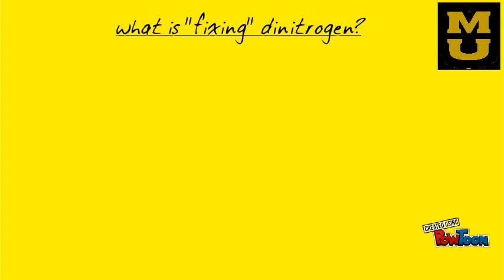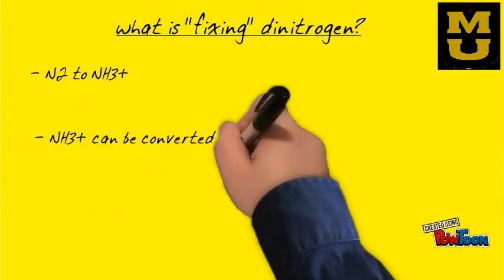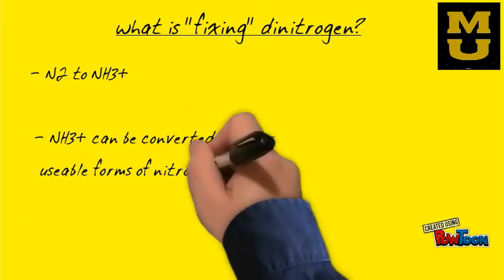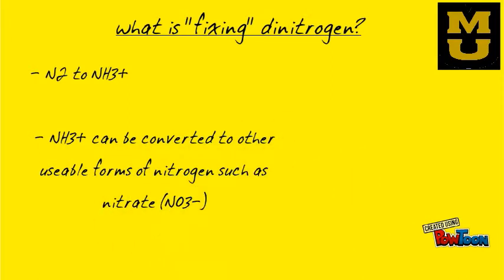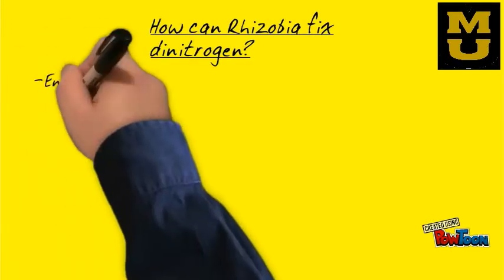What is meant by fixing dinitrogen? It is the conversion of dinitrogen to ammonia, or the conversion of N2 to NH3+. After that conversion, the ammonia can be converted to other forms of nitrogen usable by the soybean plant, such as nitrate.